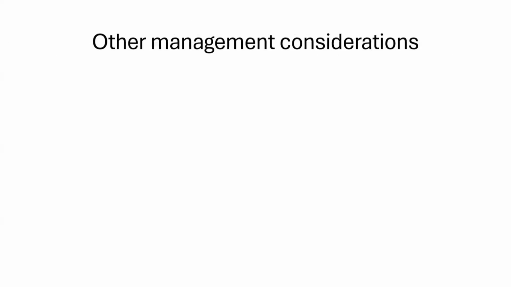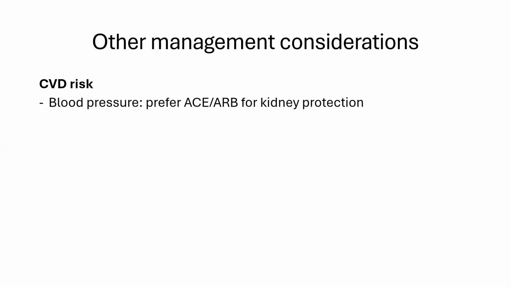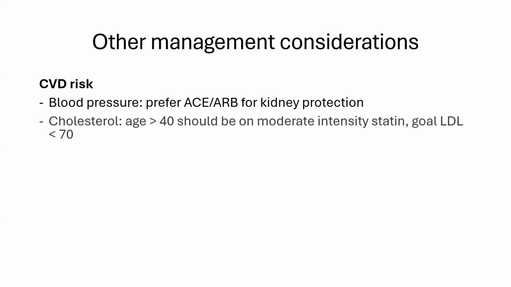Now, you should also consider other things that affect people's diabetes. For instance, their CVD risk is the most common thing we need to think about. So in addition to managing their blood sugar, you should also take a look at their blood pressure. And when we treat someone for high blood pressure with diabetes, we prefer ACEs and ARBs because they also have benefits for protecting people's kidneys. We should also consider their cholesterol. And any patient who's above the age of 40 with diabetes should be on a moderate intensity statin with a goal LDL of less than 70.